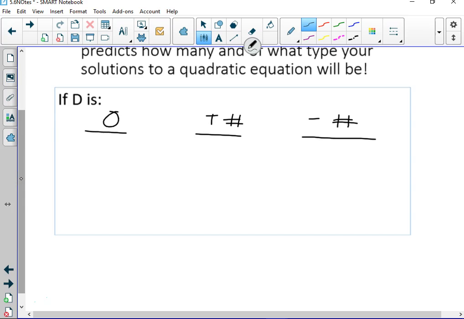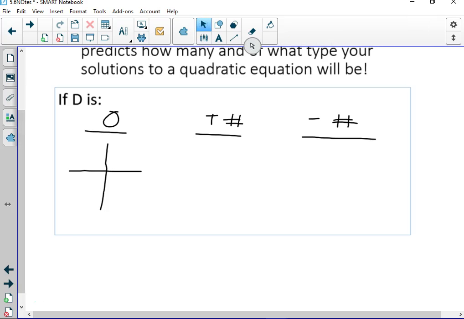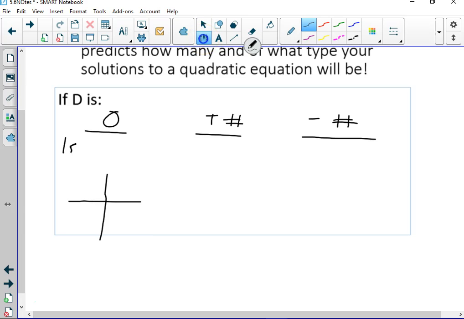The quadratic formula tells you where a parabola, a smile or a frown, crosses the x-axis. They're solutions. They're the x-intercepts. If I get 0 underneath the radical, that means I have one solution.